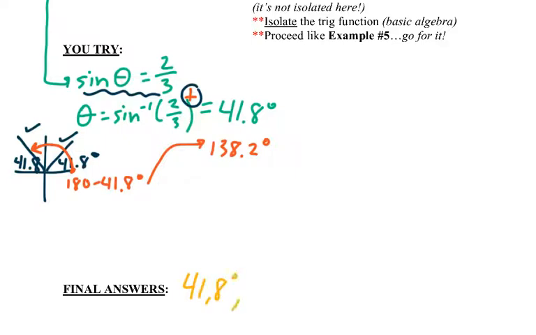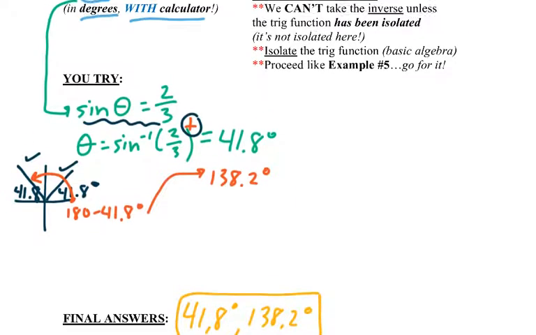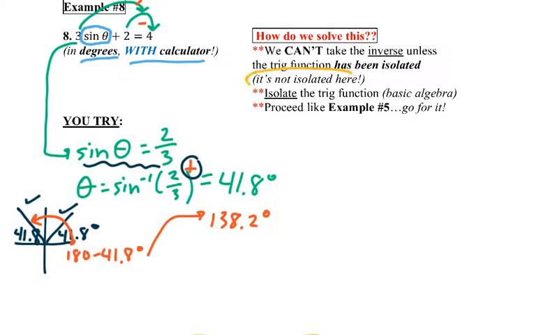41.8 degrees and 138.2 degrees. Steps here, not much different than before, folks. The only thing I did differently is I just tried to isolate the trig function first before I took the inverse. Okay, take a breather. Feel free to pause the video now because number 9 and 10 are much different.